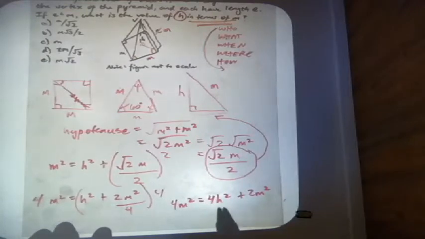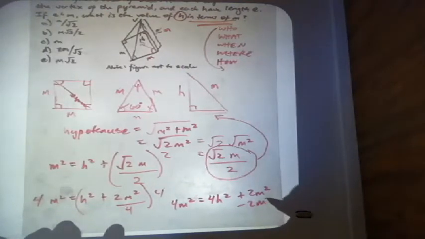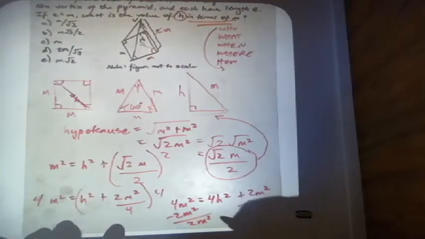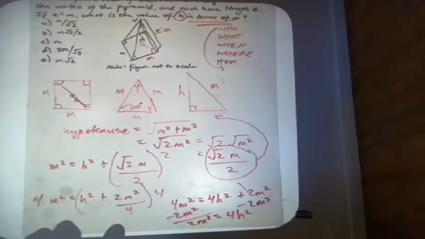All right, now remember I'm solving for h, so I want all the m's on one side of the equation and all the h's, which in this case is 1, on the other side of the equation. So I'm going to subtract 2m squared from both sides, which gives us 2m squared equals, these cancel out, 4h squared. All right, so this is looking pretty good. Now all I'm going to do is divide both sides by 4, and I am running out of room.